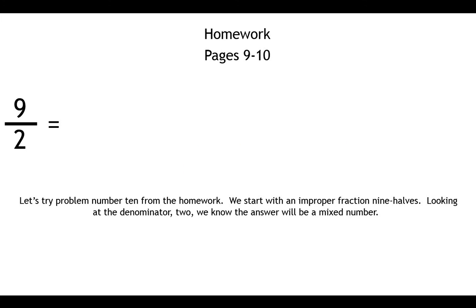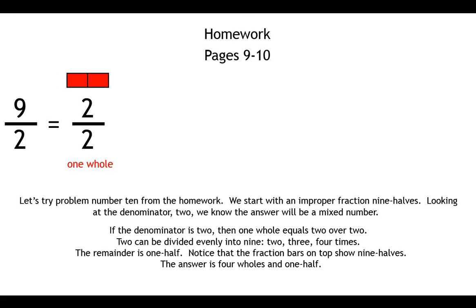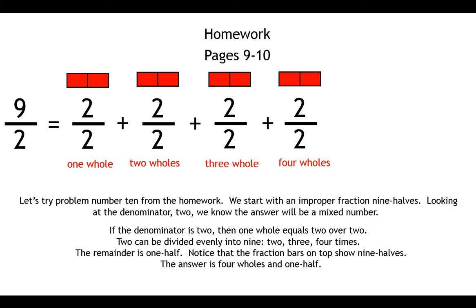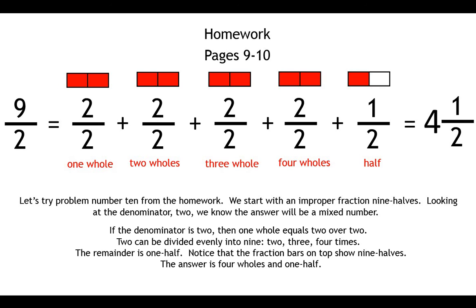Let's try problem number 10 from the homework. We start with an improper fraction 9/2. Looking at the denominator, 2, we know the answer will be a mixed number. If the denominator is 2, then 1 whole equals 2/2. 2 can be divided evenly into 9, 2, 3, 4 times. The remainder is 1/2. Notice that the fraction bars on top show 9/2. The answer is 4 wholes and 1/2.